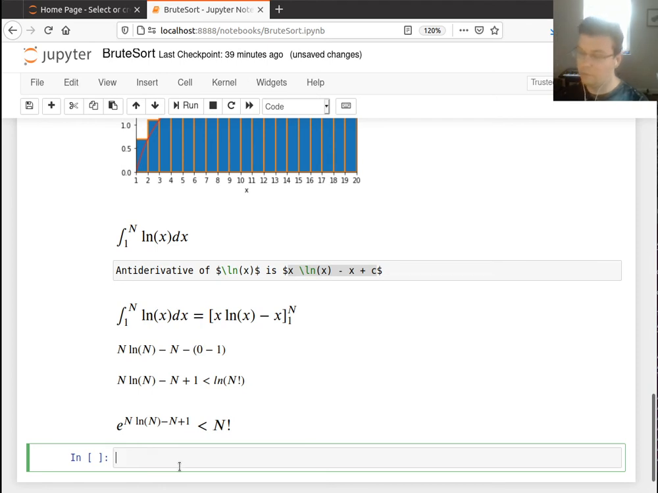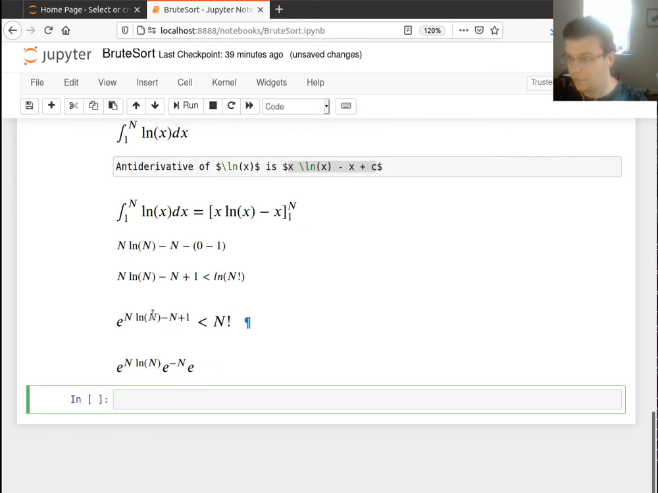Now I just have to use some rules of exponents. The negative n, I can actually pull out of each thing here. The first rule of exponents I'm going to use: this is e to the n natural log of n, times e to the negative n, times e. That's the first thing I can say. So I split each one of these up. An exponential of sums is a product of the exponentials of these individual things. Okay, e to the n natural log of n.